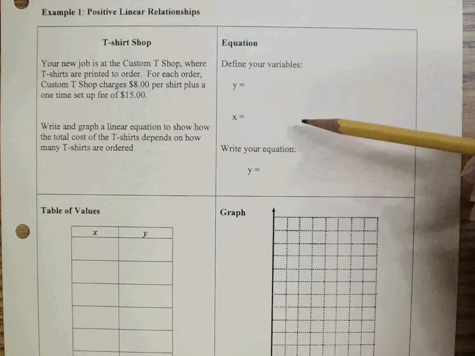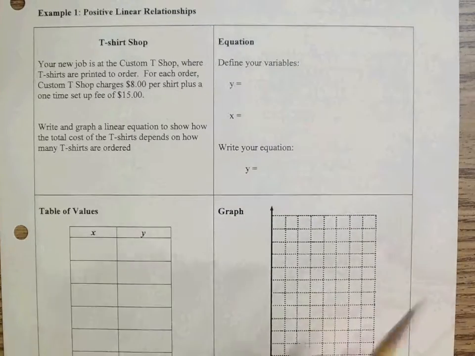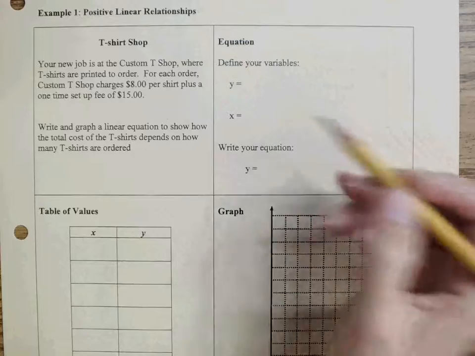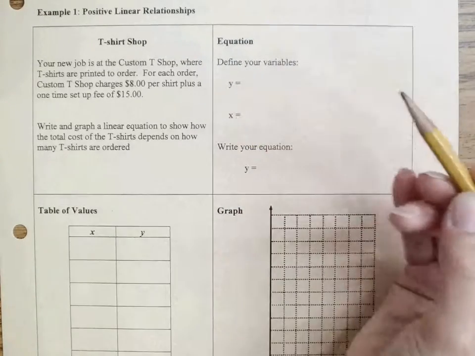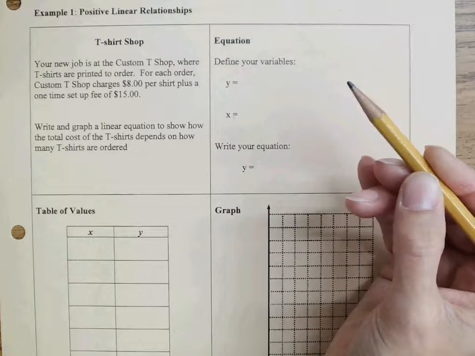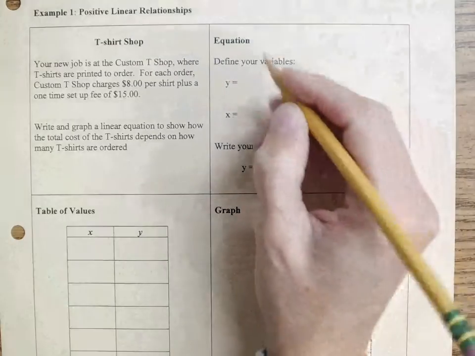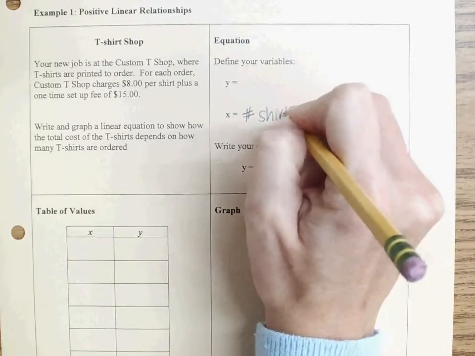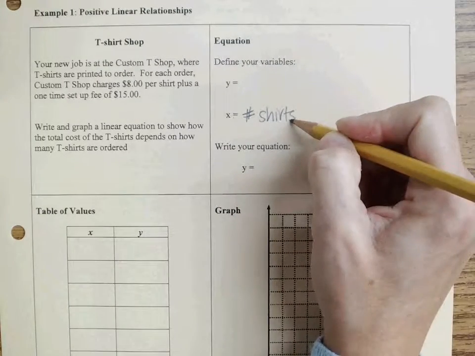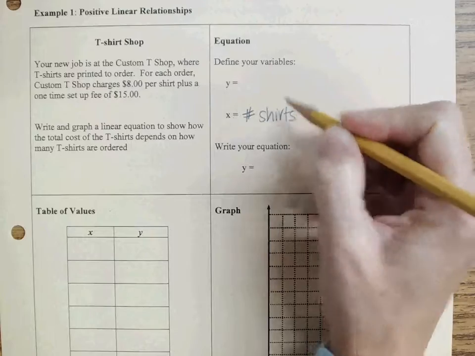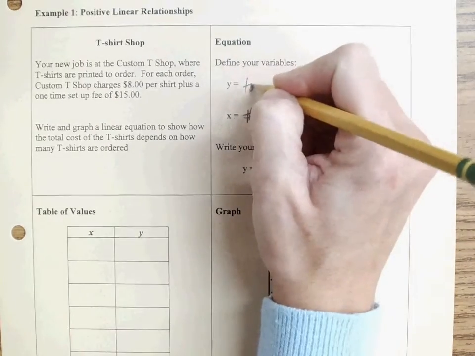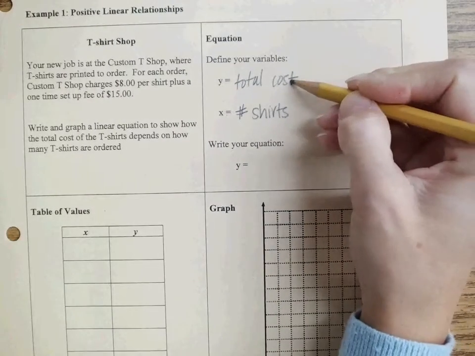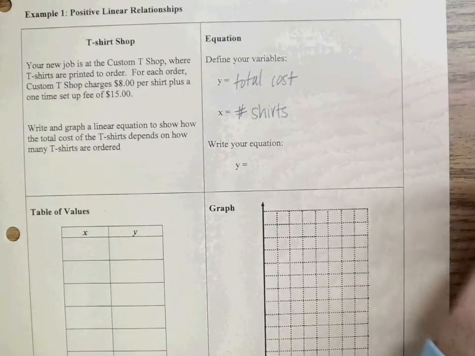So the first thing we're going to do is define our variable. So this is nothing new. We've practiced this a lot so far. Remember that X is independent, Y is dependent. So your independent variable, I'm going to call this one our number of shirts. Depending on how many shirts we purchase, that will change our total cost. So Y is our total cost. Or you can think about it as our total cost depends on how many shirts are produced.